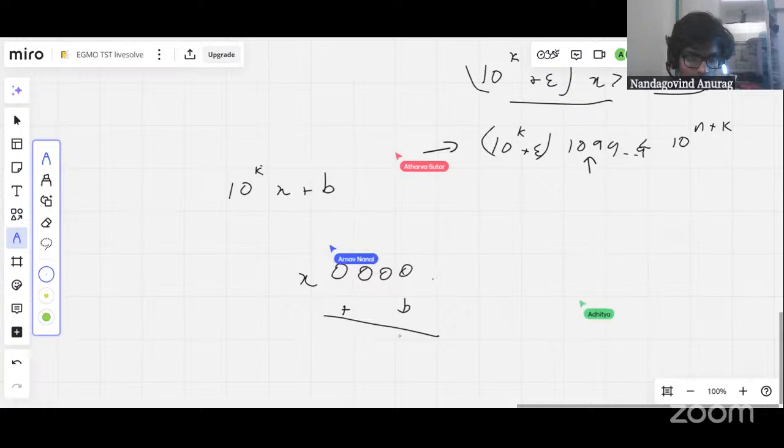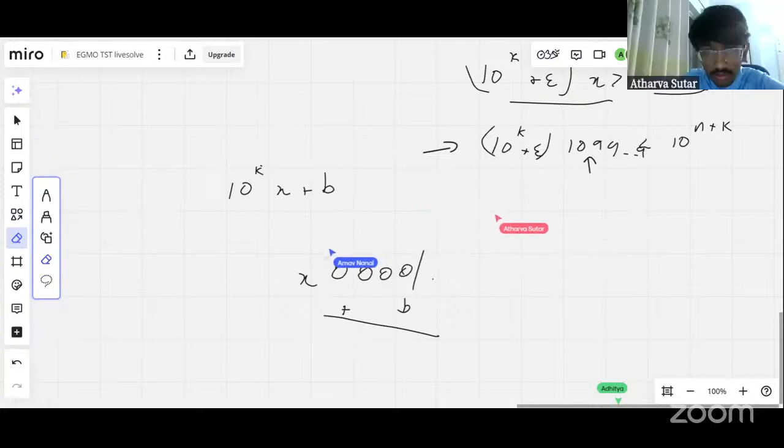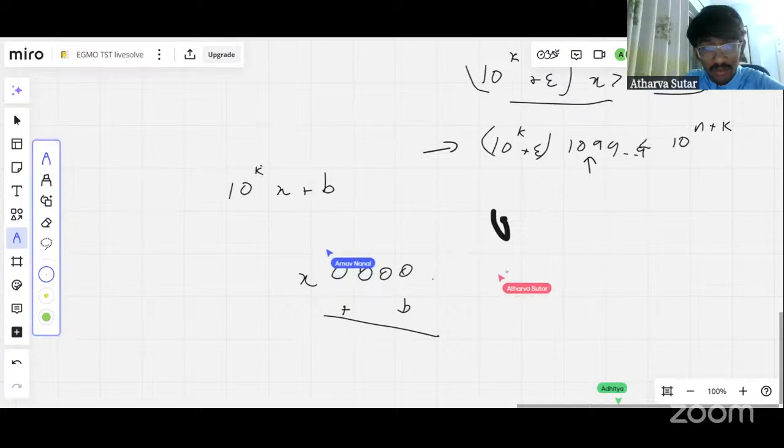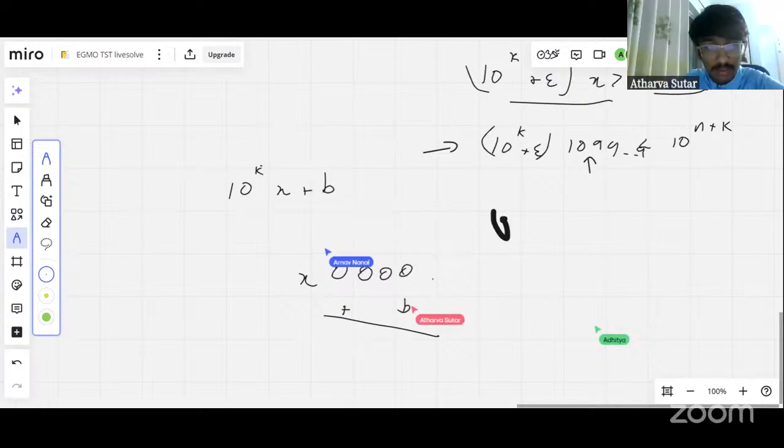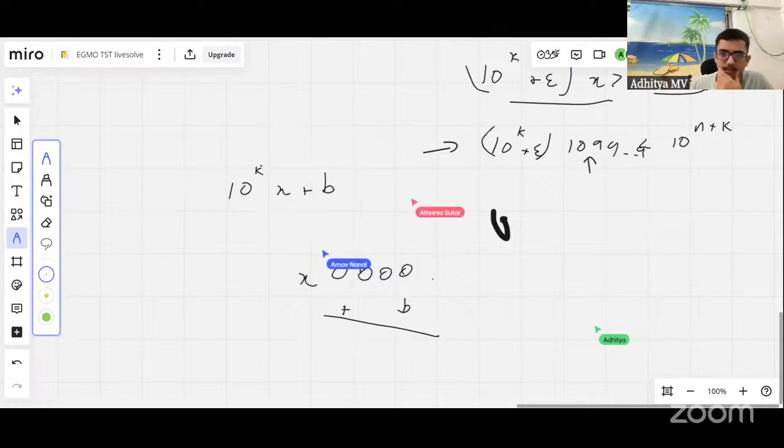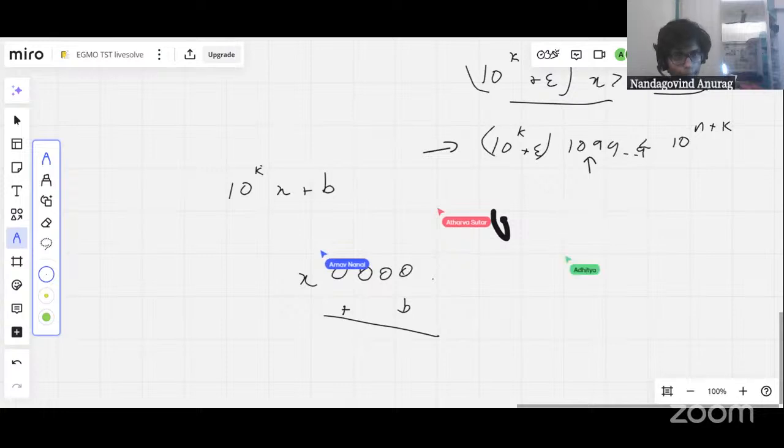Like this is our number. So now the point is we want that b better fit into this slot of numbers. So we can assume that b equals 10 to the k minus 1 plus something. Oh, we want to prove that b is less than 10 to the k, right? Okay, I think something like this would work.